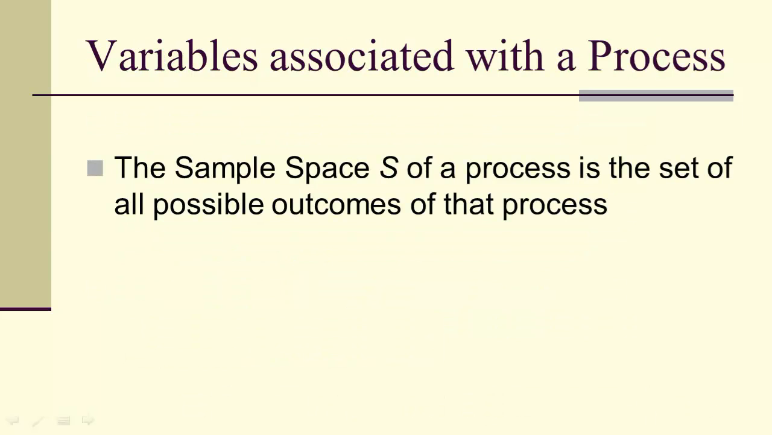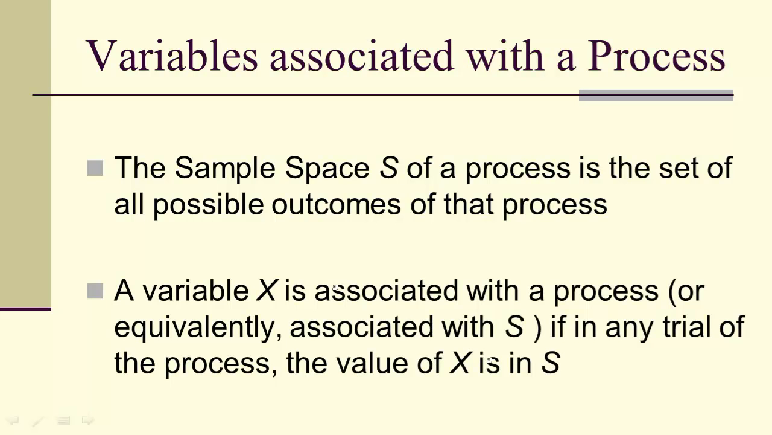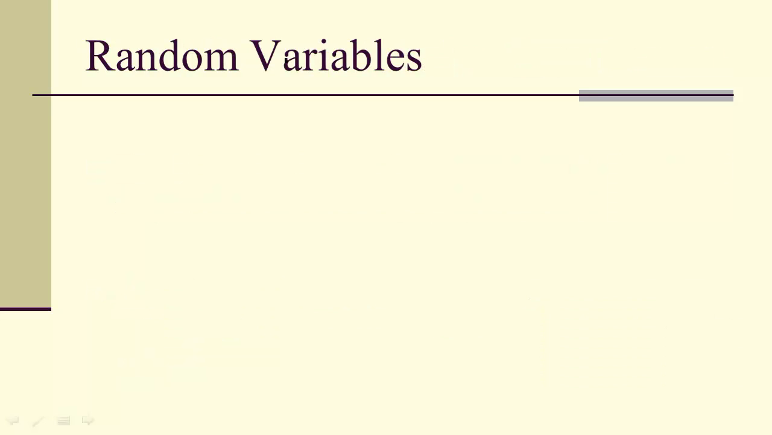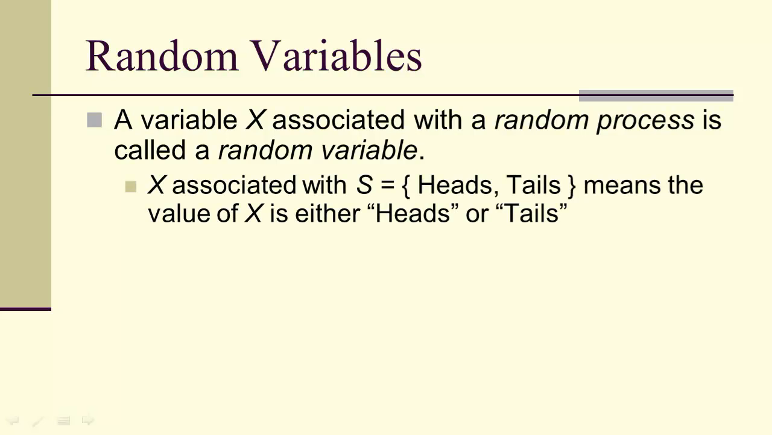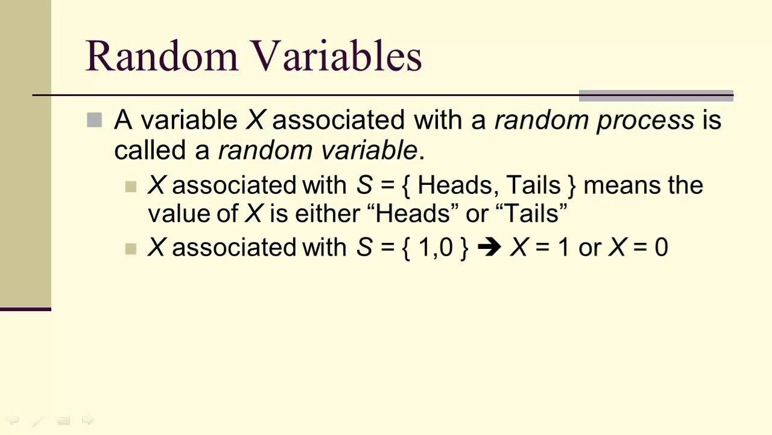If you have a sample space of a process, that's a set of all possible outcomes, you can associate a variable. And a variable associated with a process or associated with a sample space means that in any trial of the process, the value of that variable is in the sample space. A lot of times we call these random variables. A variable associated with a random process is called a random variable. It's still just a variable, however. So when we say X is associated with the sample space of heads or tails, then the value of X is either heads or tails. We could say X is associated with 0, 1, which means X is 1 or X is 0.